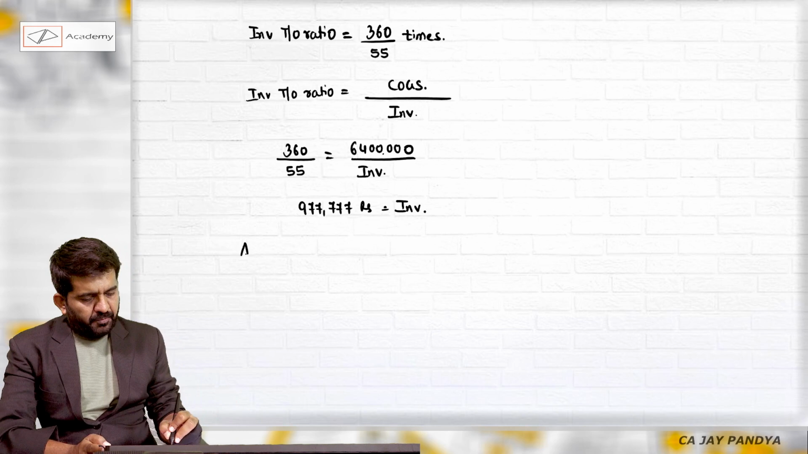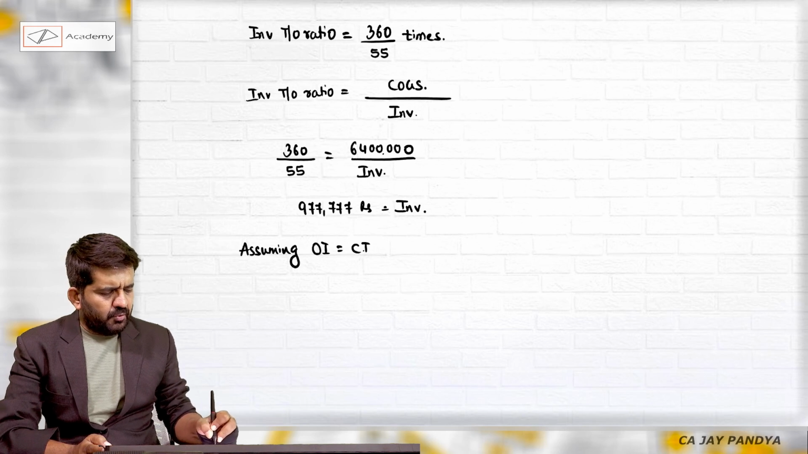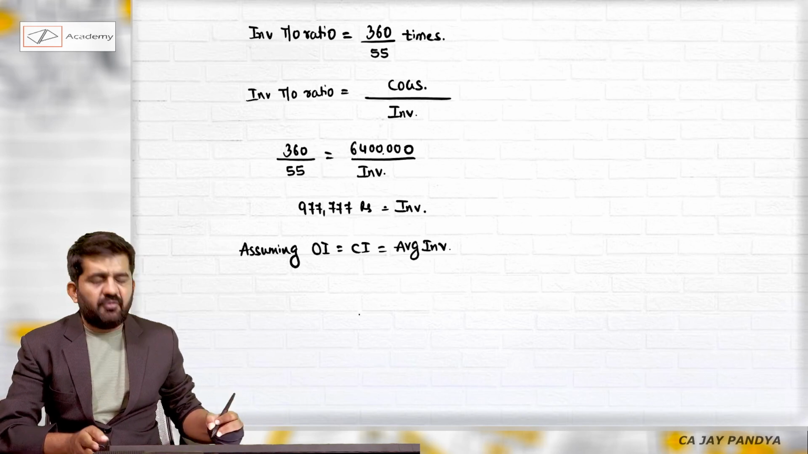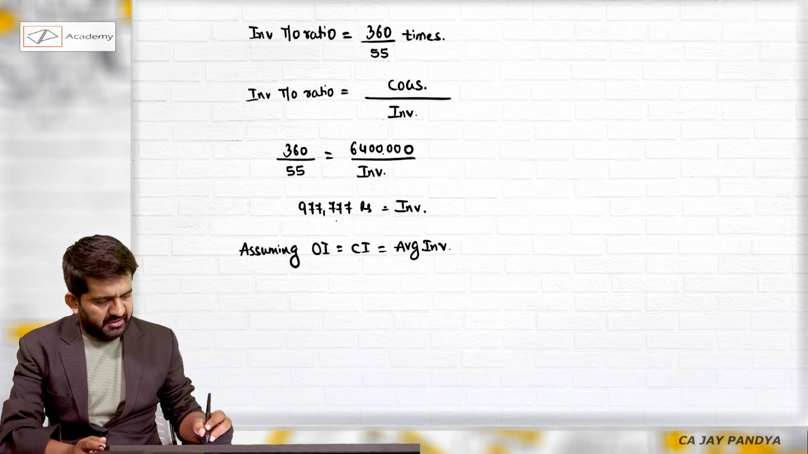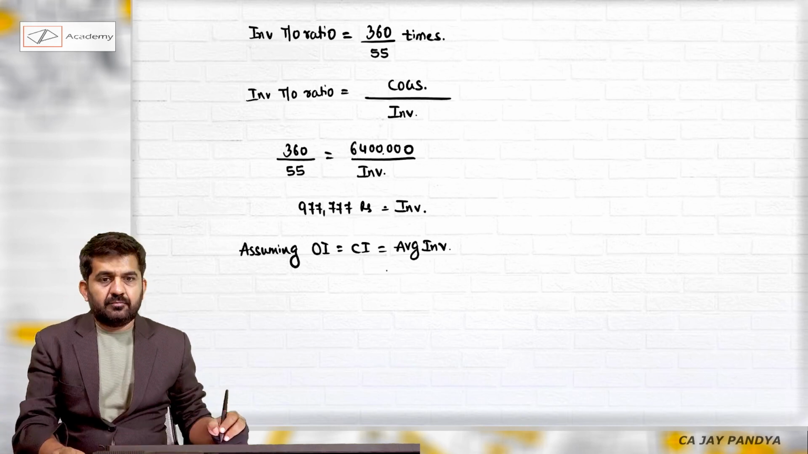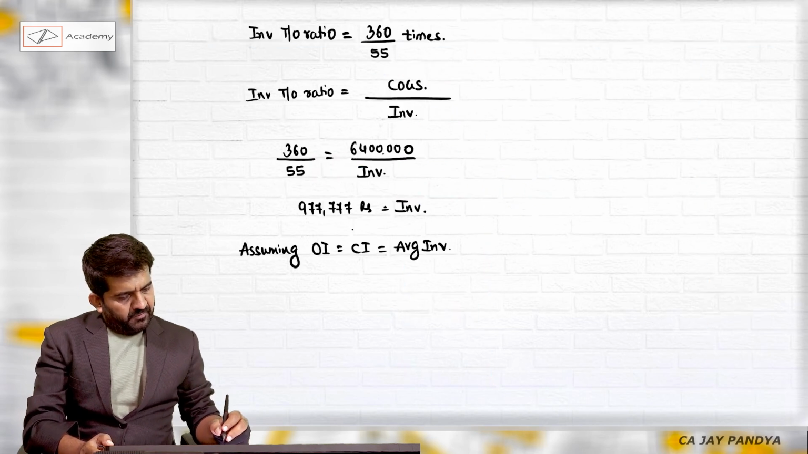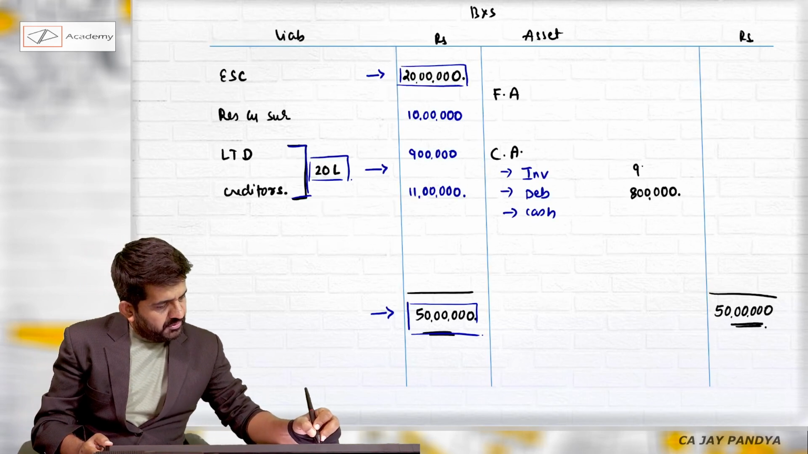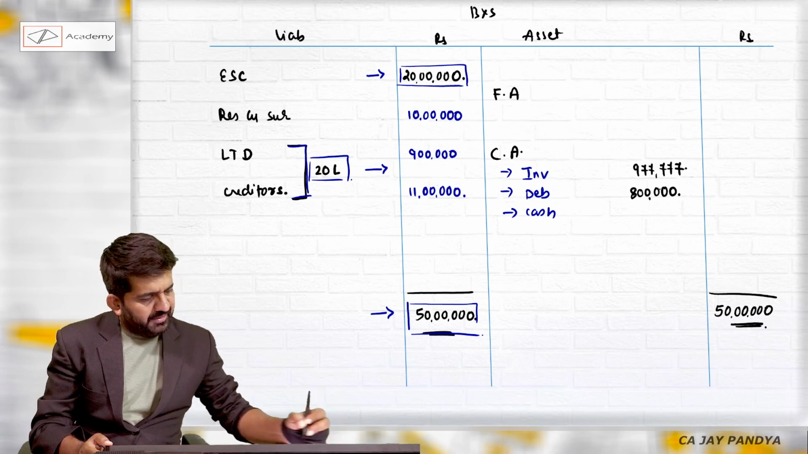I am assuming opening inventory is equal to closing inventory is equal to average inventory. If we cannot find out specifically opening and closing, we will always use this. So inventory will be 9,77,777. You got the answer of inventory, which is 9,77,777 or 78.